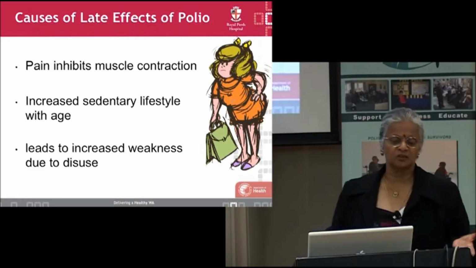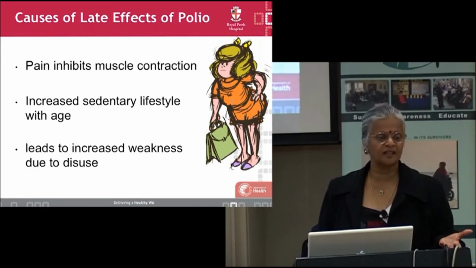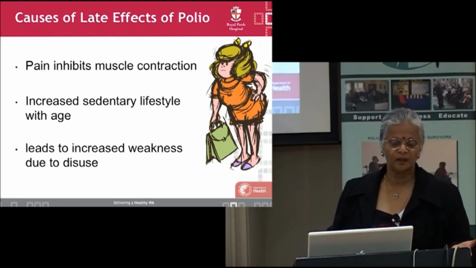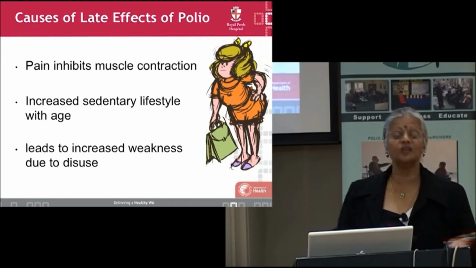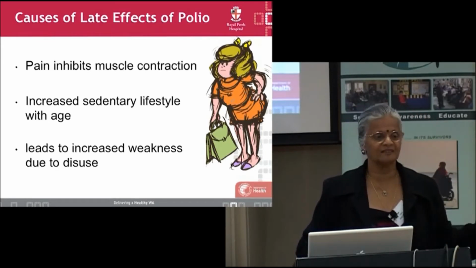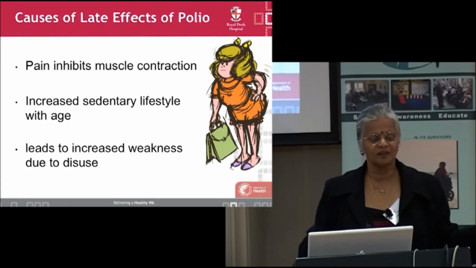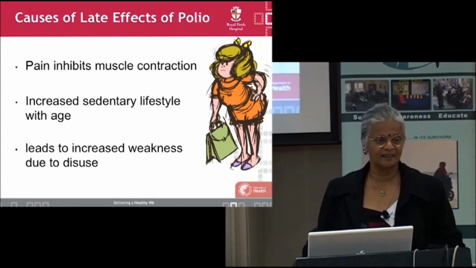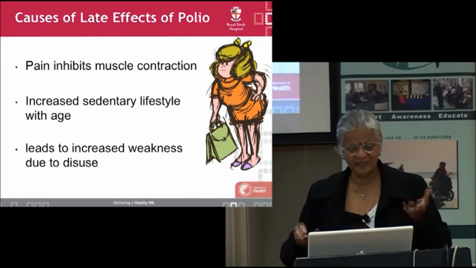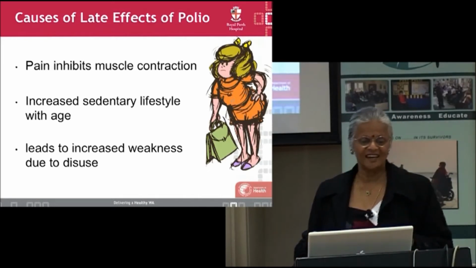Pain inhibits muscle contraction. Increased sedentary lifestyle with age. That's the other reason why you all have the problem. You actually are sitting around more than you realize. And you know that too. Think about what you did at age 40 and when your kids were around. Of course you're doing less. Because I'm tired, and the physio said take more rest. Okay? True. But it's the balance that you've got to understand.